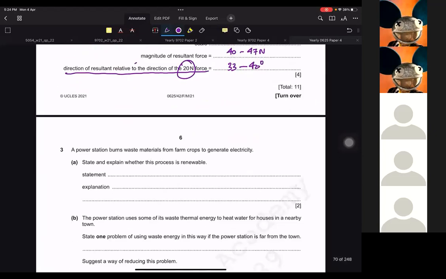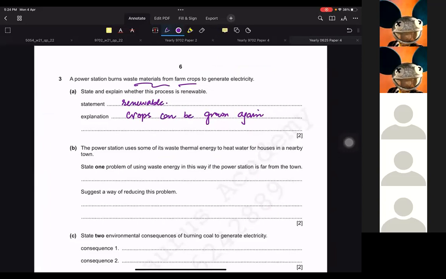Now, question number 3. It says state and explain whether this process is renewable. Which process? The station burns waste material from farm crops. Yes, it is renewable, because you can get it again. Explanation: crops can be grown again. Then it says the power station uses some of the waste thermal energy to heat water for houses in a nearby town. State one problem in using waste energy in this way.